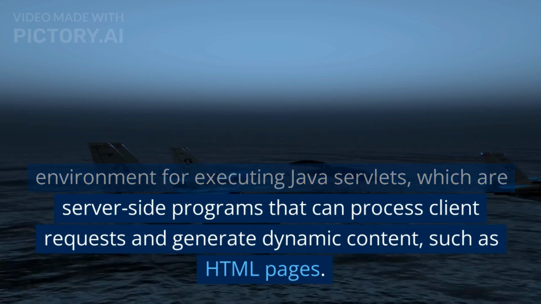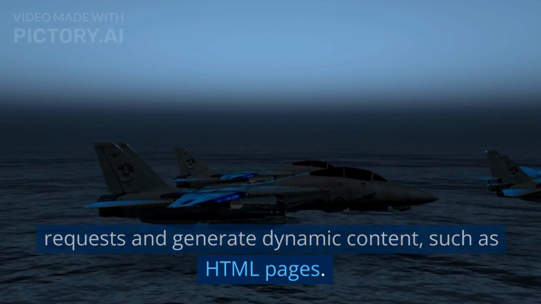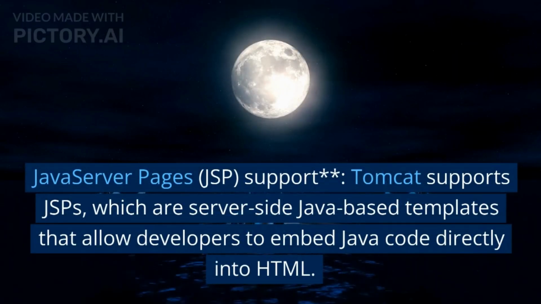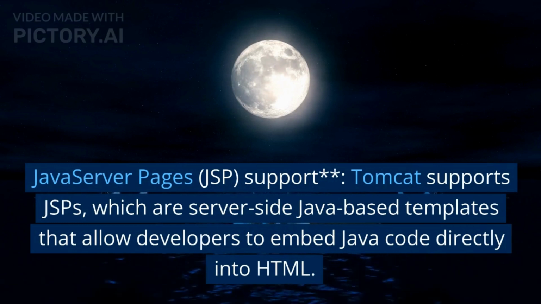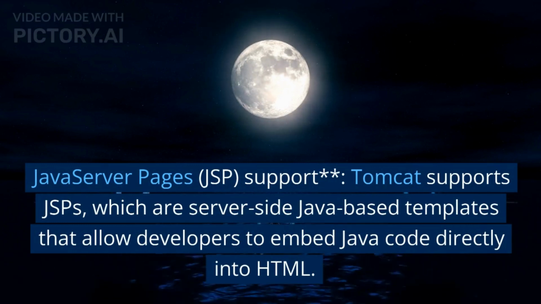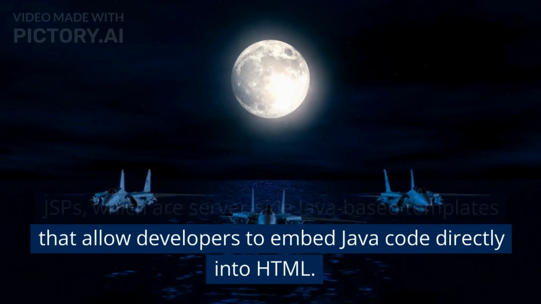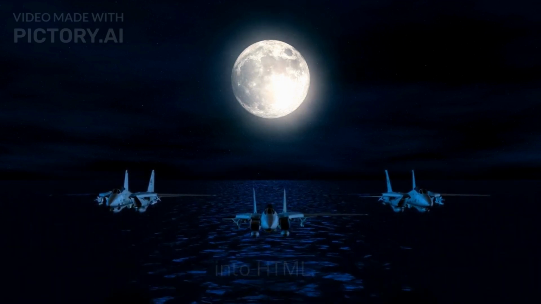2. Java Server Pages (JSP) support. Tomcat supports JSPs, which are server-side Java-based templates that allow developers to embed Java code directly into HTML. JSPs are compiled into servlets and executed by the servlet container.